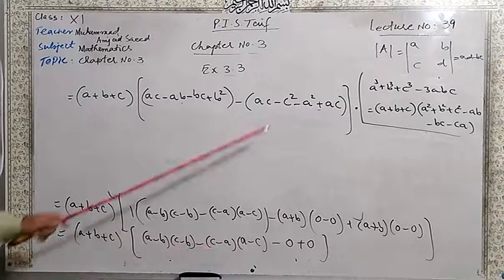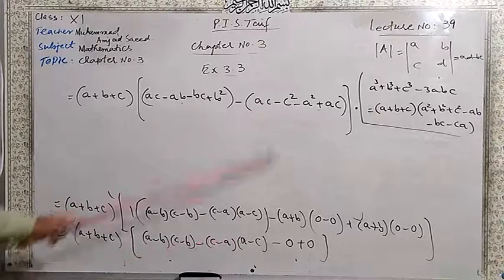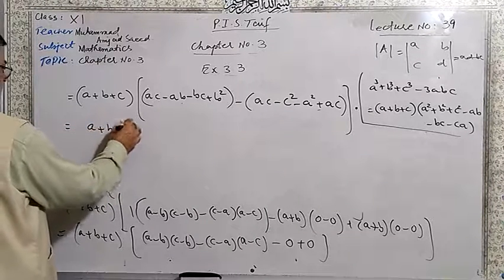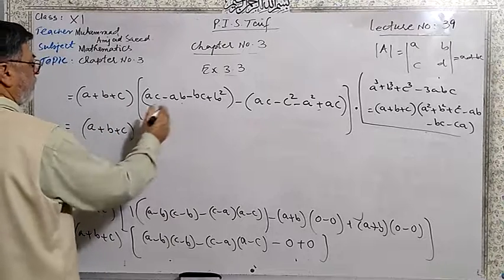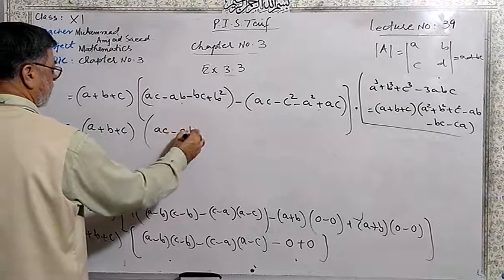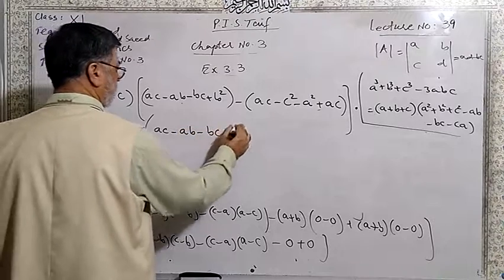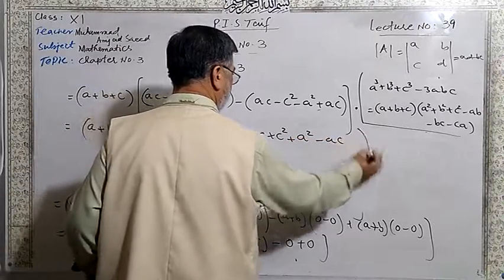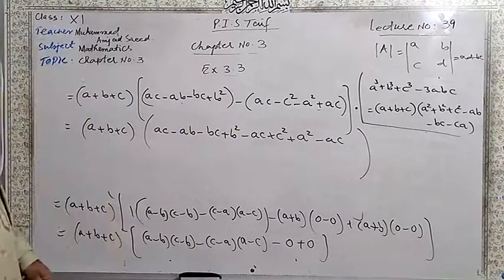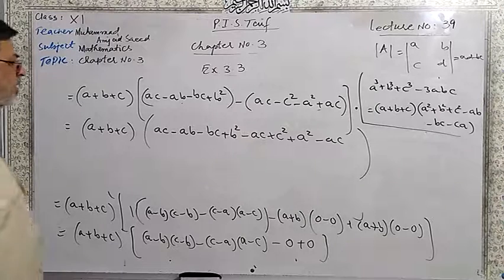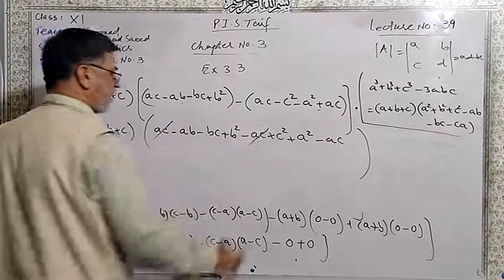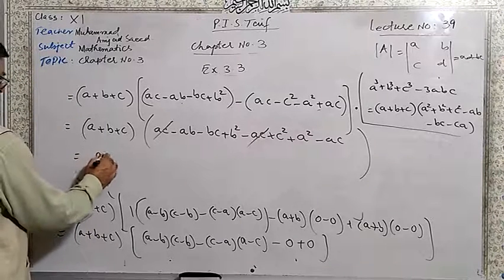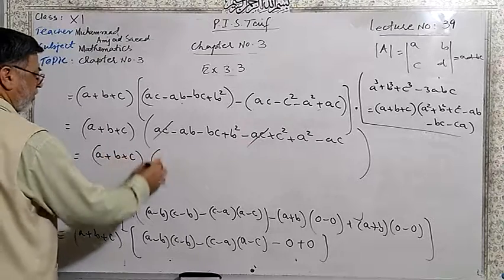AC minus C square minus A square plus AC. A plus B plus C into, open up the brackets, AC minus AB minus BC plus B square minus AC plus C square plus A square minus AC. Remember that AC and minus AC cancel out. We are left with A plus B plus C into, rearrange.